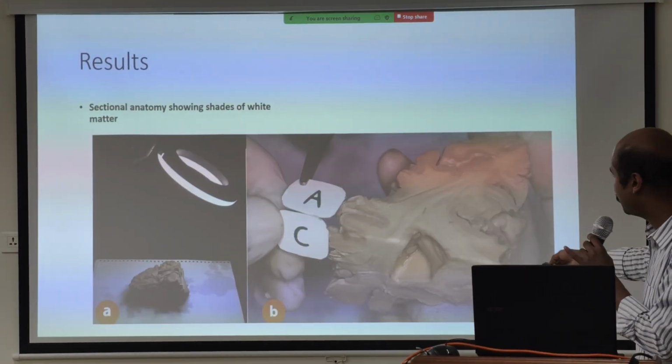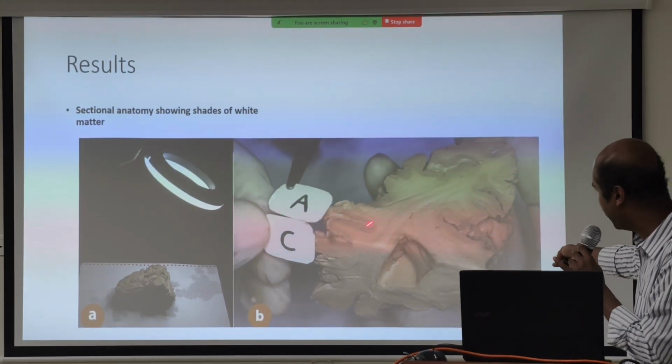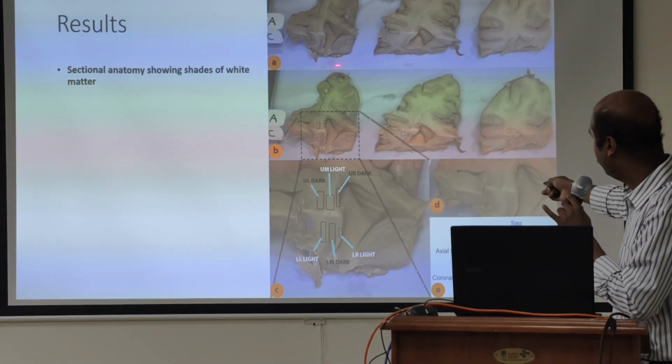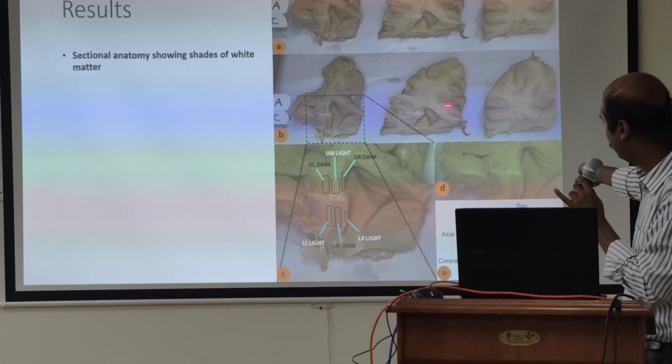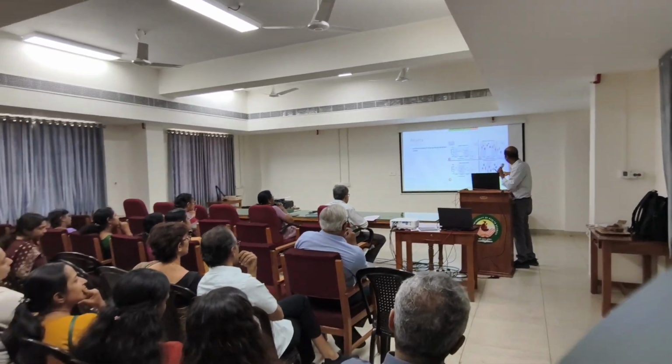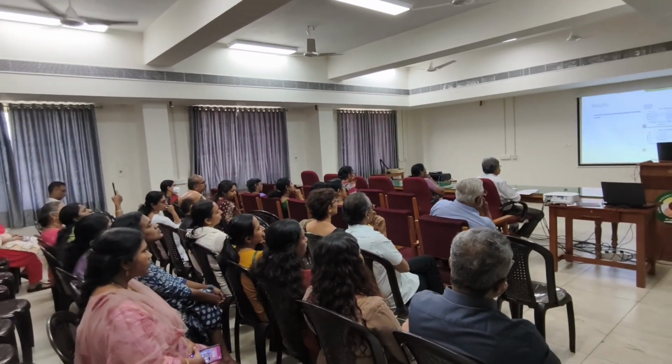So this is showing the illumination which we used to capture this finding. You can see the different shades of white matter over here. And we did extensive work on showing the same phenomenon in different brain models. And we measured the intensity. This is measuring the intensity.